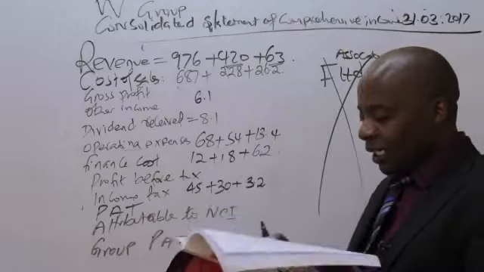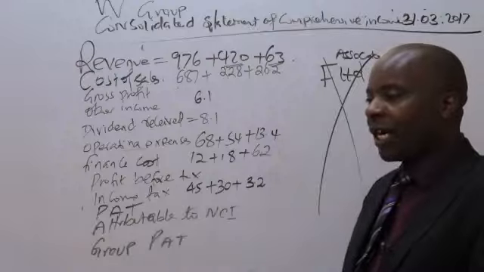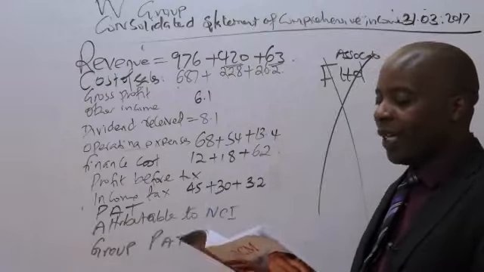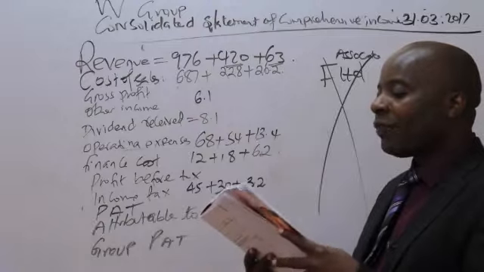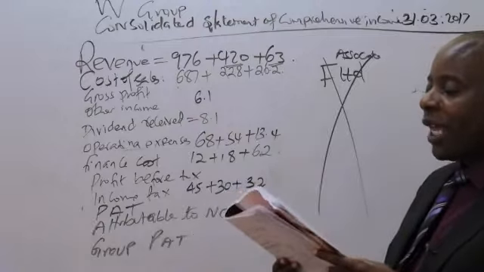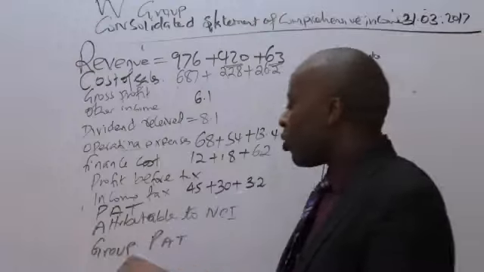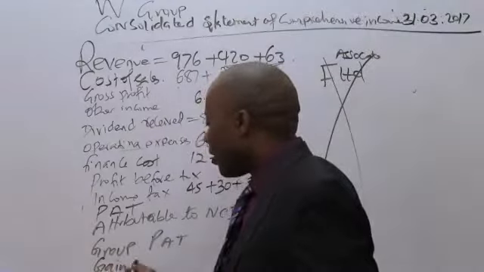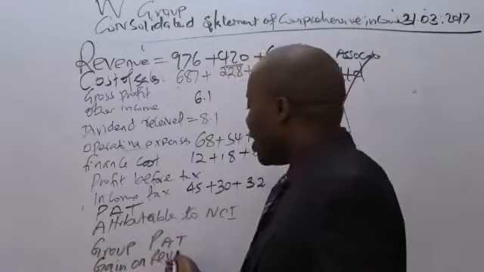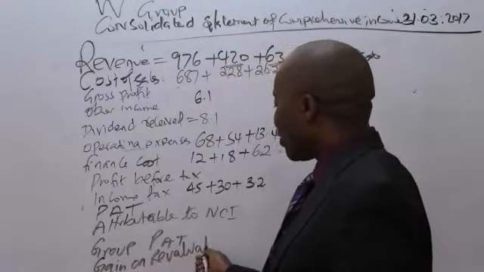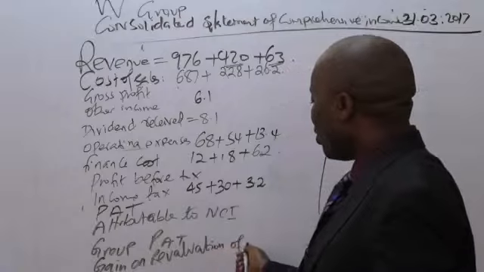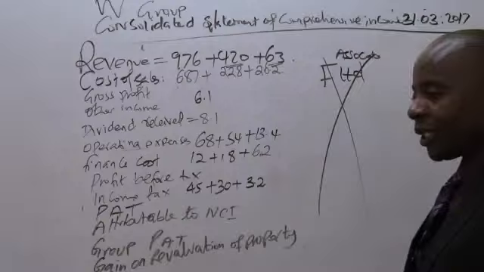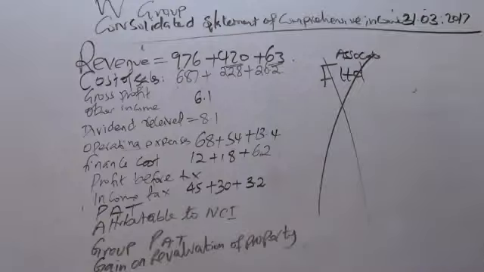Now, after getting this group profit after tax, of course, we have other comprehensive incomes. Under other comprehensive incomes, what do we have? We have gain on revaluation of property. Gain on revaluation of property.